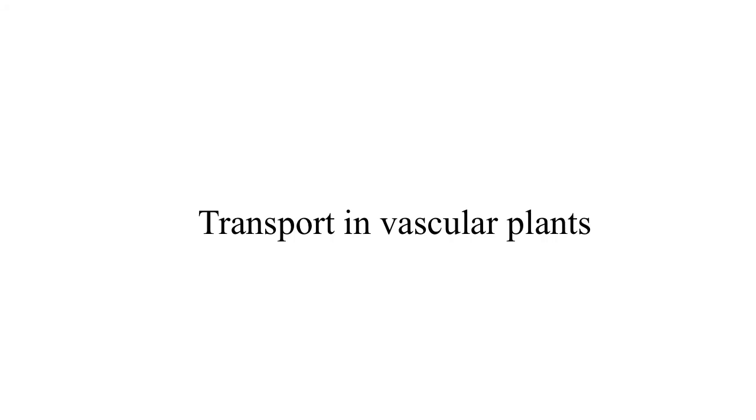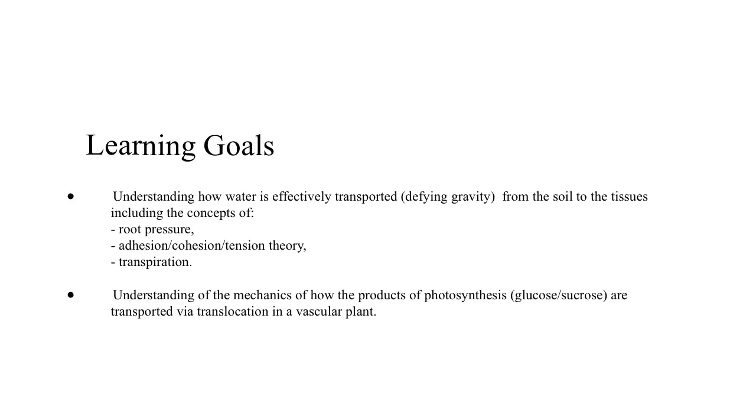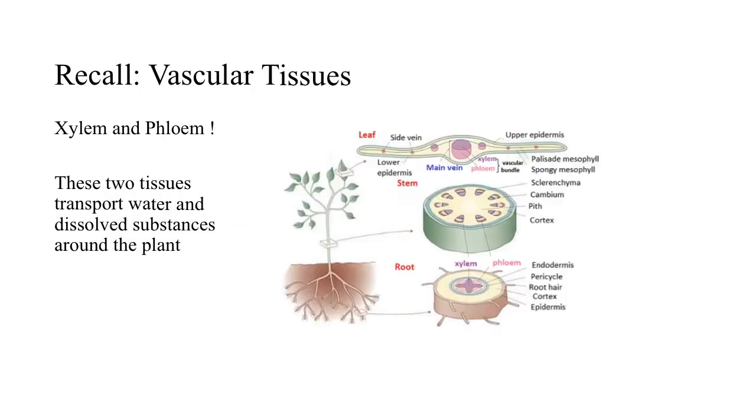Hello everyone. Today we are going to be talking about transportation of nutrients in vascular plants. We have a few learning goals for this lesson. Largely, they are to be able to explain how water can get from the roots into the stems and then to the leaves, and to be able to explain how sugars are able to move around the plant.